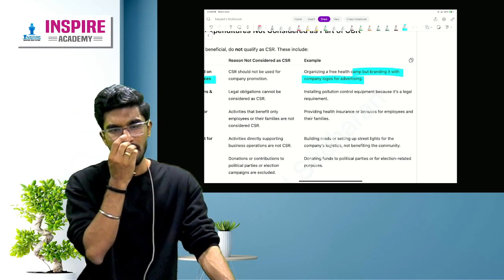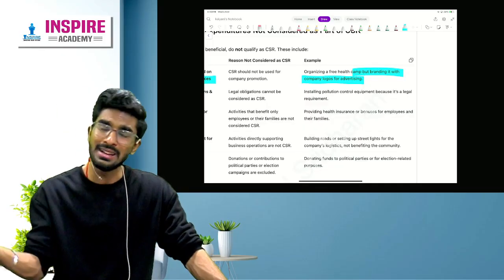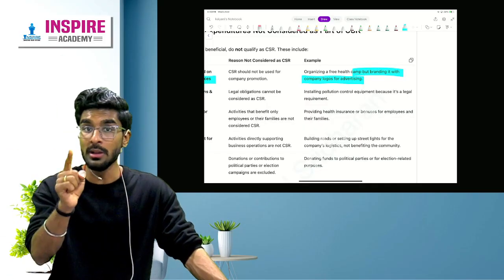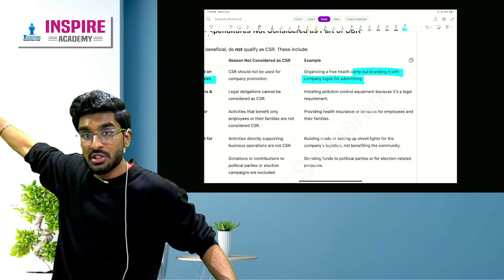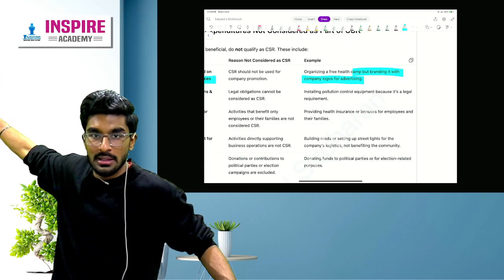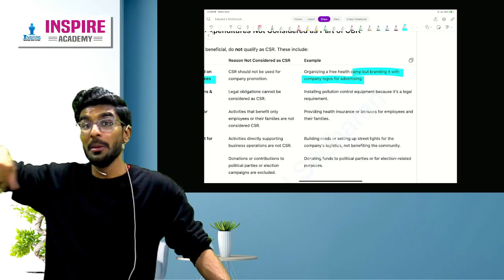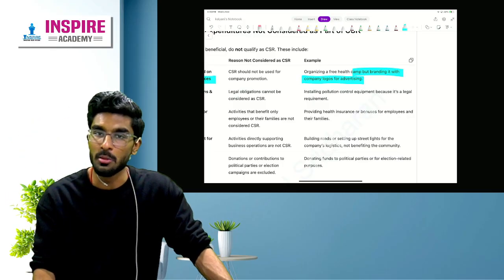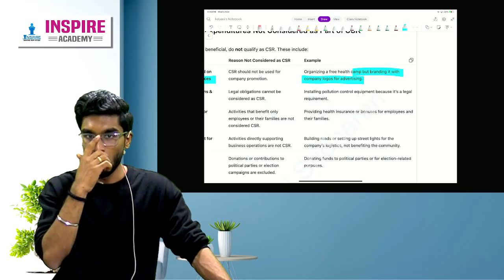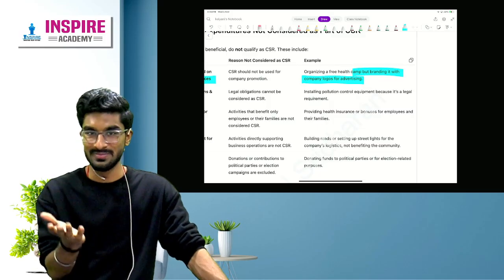Now, if I'm organizing free health camps, no problem, that can be called a CSR expenditure. But what you are doing is displaying your company's logo so that you will gain customers. Yes or no? That means what? You are growing business-wise. It cannot be called a CSR expenditure because this cannot be called an unconditional contribution towards society. Yes or no?